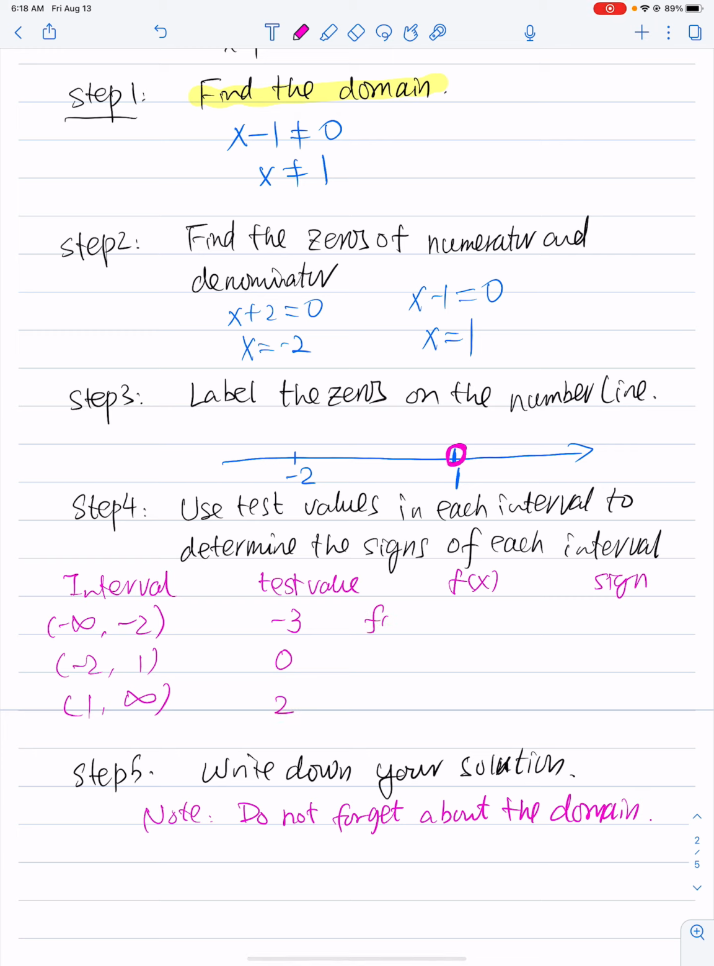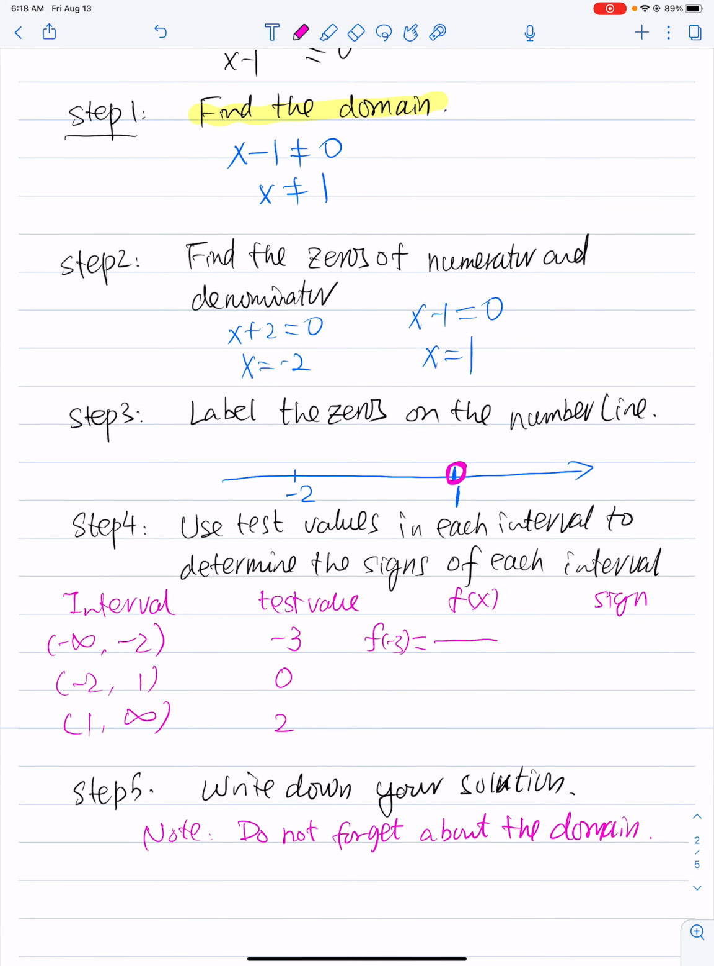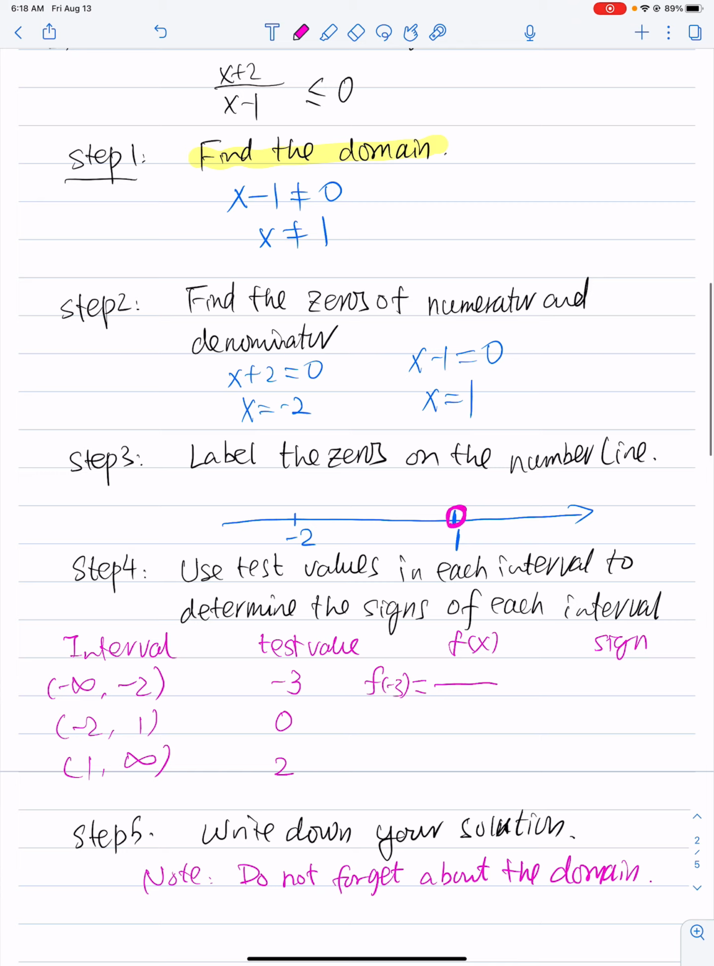So what will be f of negative 3? It is negative 3 plus 2 and negative 3 minus 1. So it's negative 1 over negative 4, so it's 1 over 4. What do we want? What is the sign? Positive.